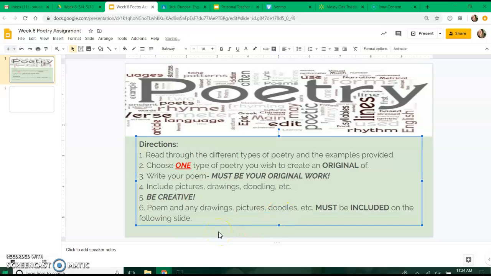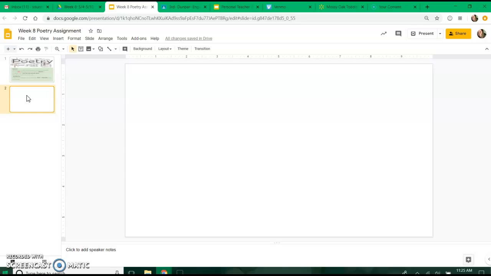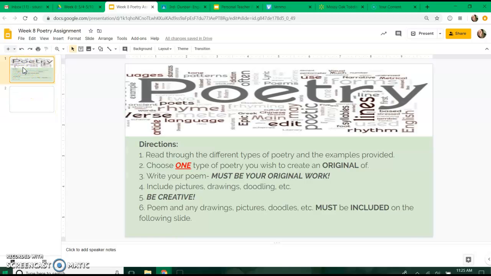Remember that your poem and any drawings, pictures, or doodles must be included on the following slide. The slide is blank, so it's kind of like a blank canvas. Do whatever you need to do for that, and you'll be good to go. When you're done with that, click Turn In. Also with your reading log, make sure you're clicking Turn In.